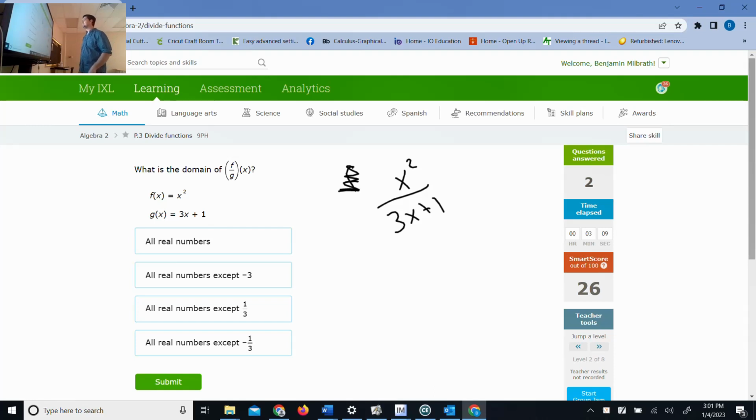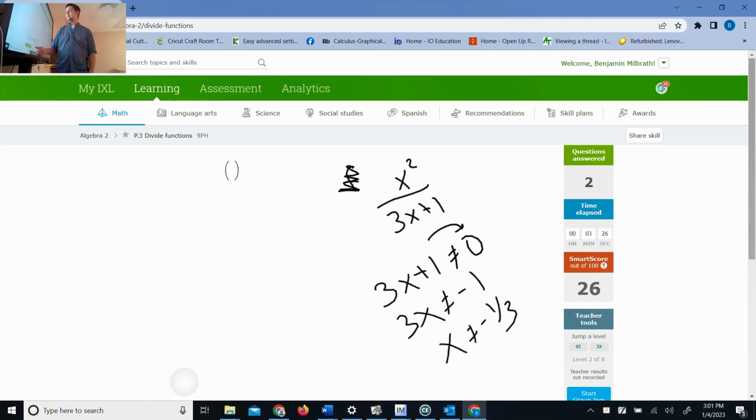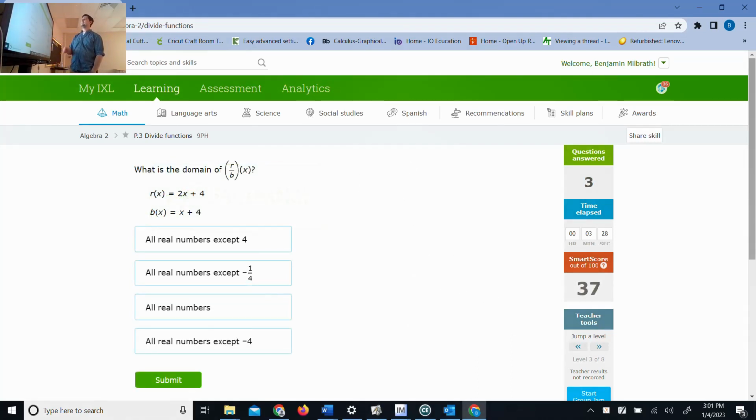That's the function. The denominator can't be 0 because you cannot ever divide by 0. You've got a two-step equation. 3x is not negative 1 when you do your subtraction operation. x is not negative 1 over 3. So all real numbers except negative 1/3. Fantastic.